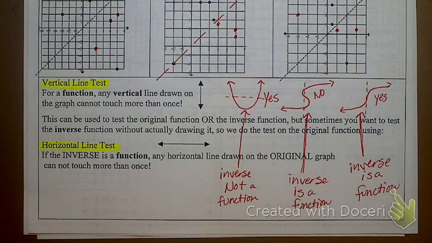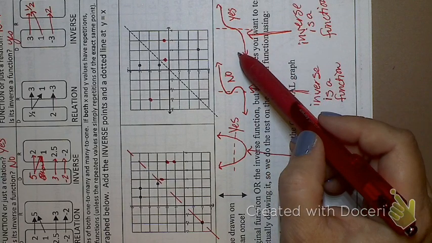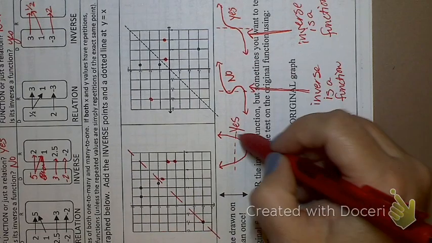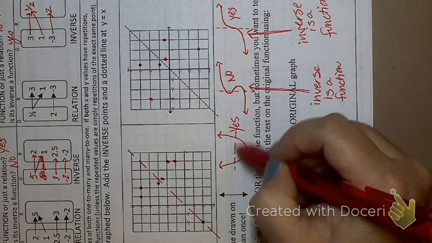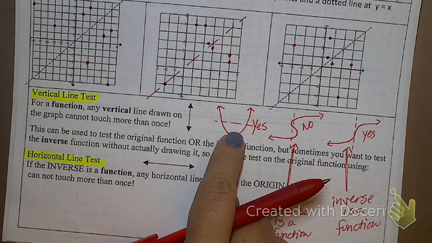Now, if I didn't want to use the horizontal line test, here's my alternative. I could turn my paper 90 degrees, because as soon as I turn my paper 90 degrees, I have the graph of the inverse. So I could actually look there and I could use the vertical line test if I turn my paper 90 degrees. Why does that work? Because the vertical line test on my turned paper is what? A horizontal line when my paper is not turned. Does that kind of make sense? So you can either turn your paper or you can just use the horizontal line test. Okay, turn the page.